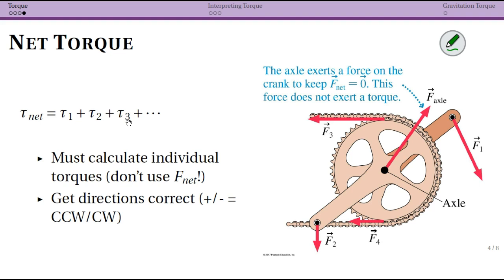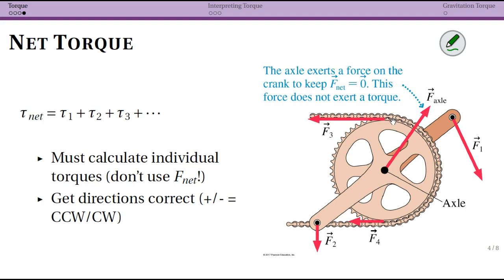A few of the other things is that they all should act around the same axle. So when you go to calculate torque, make sure that you're always using the same pivot point for every single torque that you're adding together. The second thing is that the order here matters. You need to calculate the individual torques and then add them up. Don't think that you can take a shortcut by finding the net force and then somehow finding the torque from that. That doesn't make sense. Net force never relates to a net torque. That physically doesn't make sense.